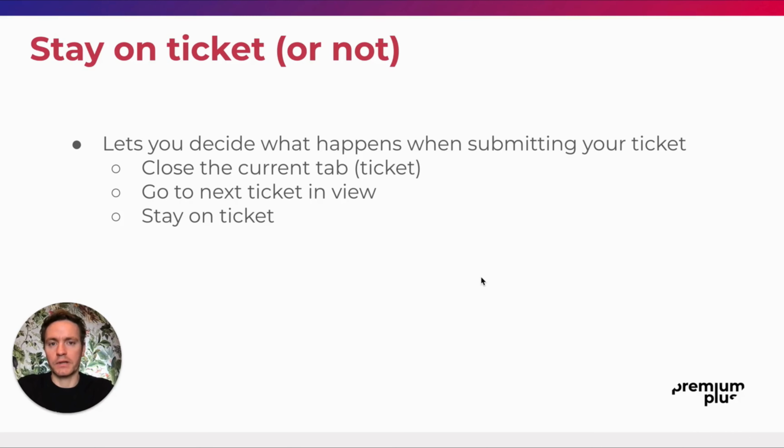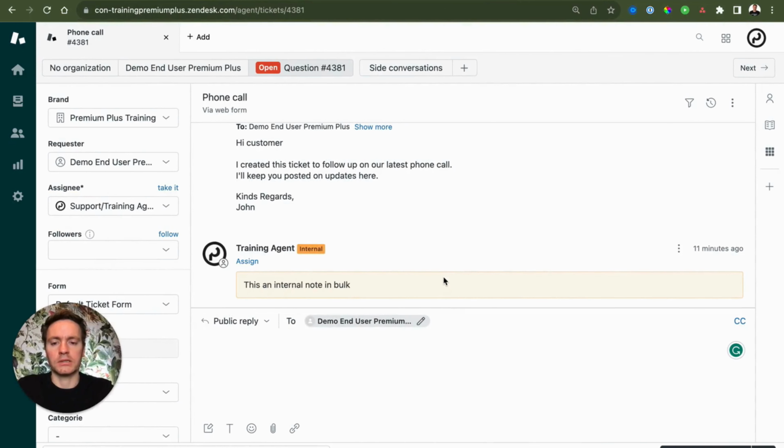So where can we find it and what does it look like in Zendesk? Let's take a look in our instance. In the lower right corner, left of the submit button, you find this small button that will allow you to either choose close tab, next ticket in view, or stay on the current ticket. So basically, if you hit submit, it will look at this setting and do whatever you've chosen here.